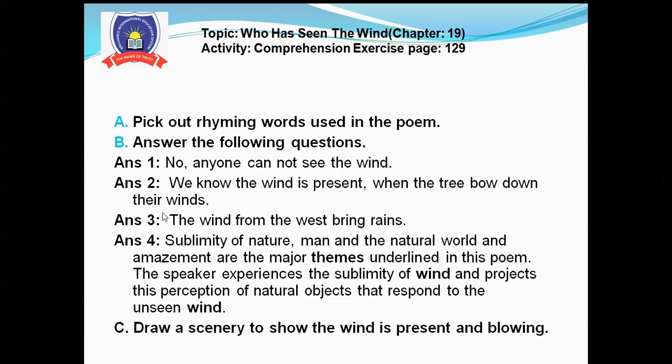Now, what you have to do is draw a scenery to show that the wind is present and blowing. You have to make a scenery, take a picture of it, and send it to me.